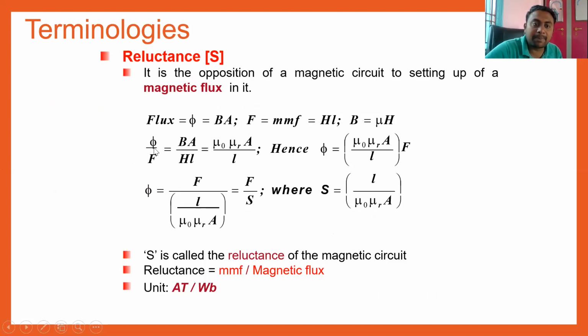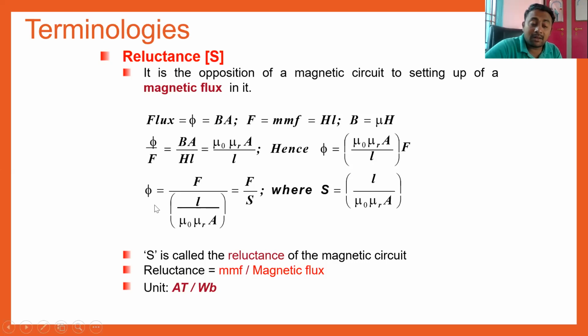I am writing flux per force. So the flux is B into A, the flux is defined as B into A, and the MMF is defined as H into L. And we know that B is mu H. So I am writing mu H, and from the numerator H and the denominator H will get cancelled, and I am expanding the mu, that is mu naught into mu r into A by L. So from that, flux equals mu naught mu r A by L into F.